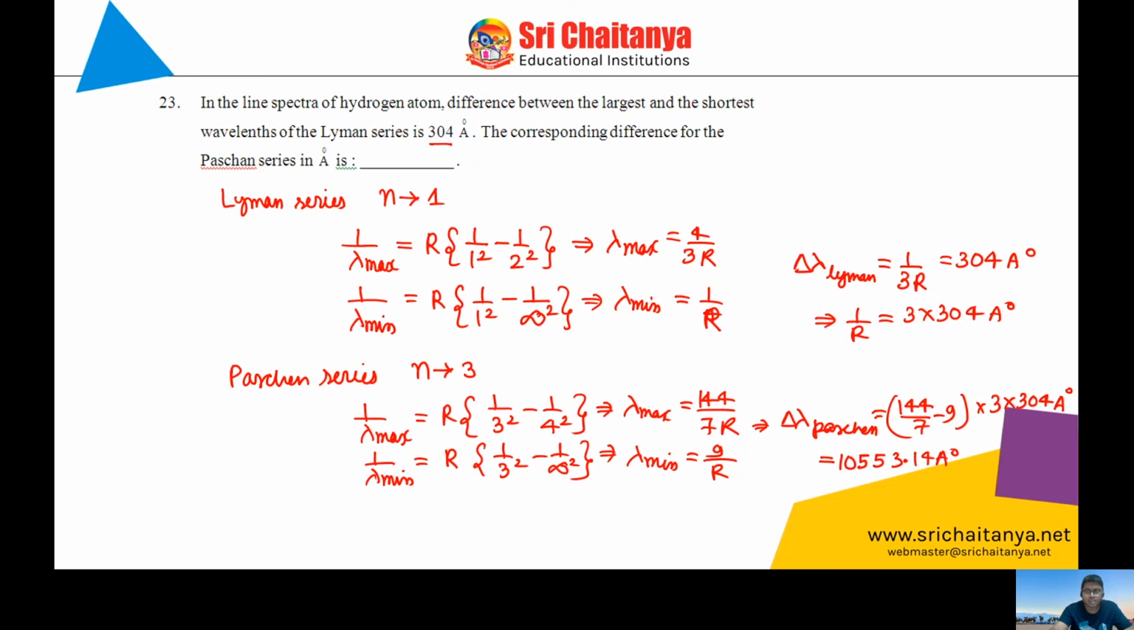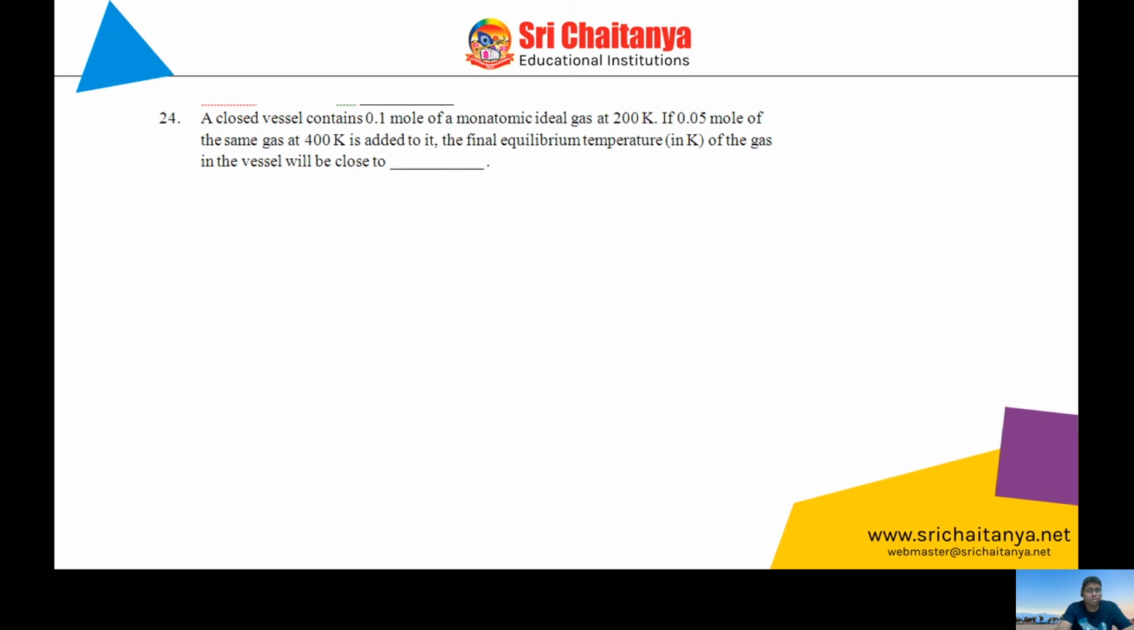Right. So now let's move on to question number 24 here. Question number 24 is also a very simple question from kinetic theory of gases. A closed vessel contains 0.1 mole of a monoatomic ideal gas at 200 Kelvin. If 0.05 mole of the same gas at 400 Kelvin is added to it, find the final equilibrium temperature.